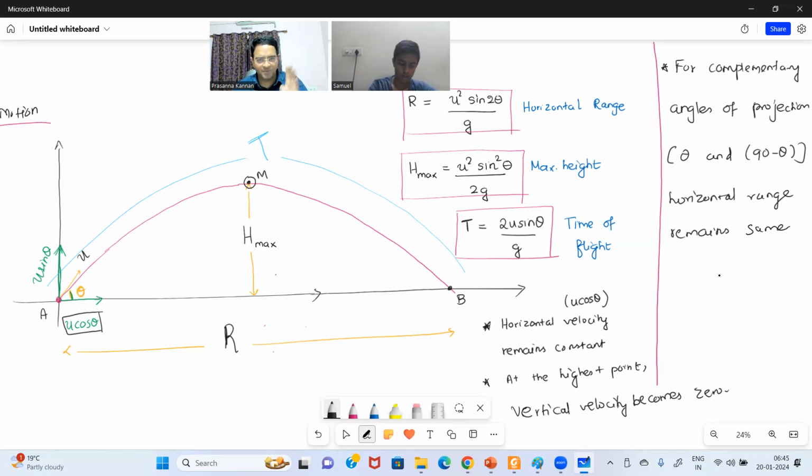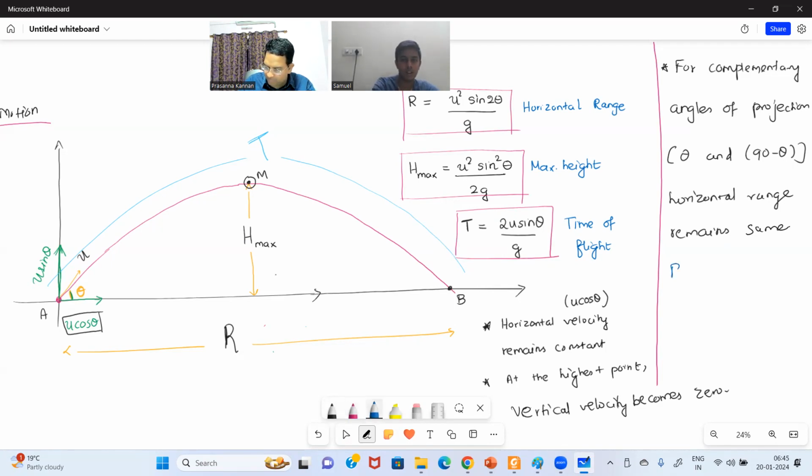So suppose I project a particle at 40 degrees, for which angle will the horizontal range be same as that when you throw it at 40 degrees? 90 minus 40, that's 50. So when you project it at 40 degrees or 50 degrees, the R value is going to remain same. And where is it coming from? Simple trigonometry. You'll appreciate it when you understand this.